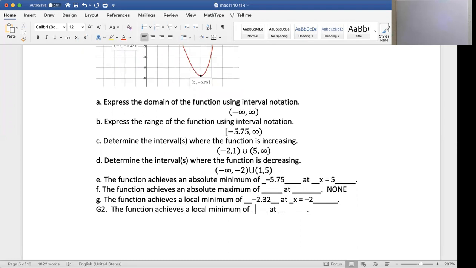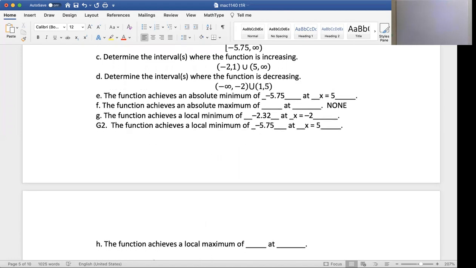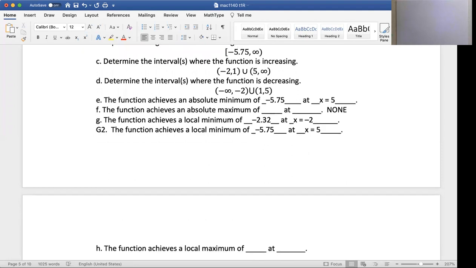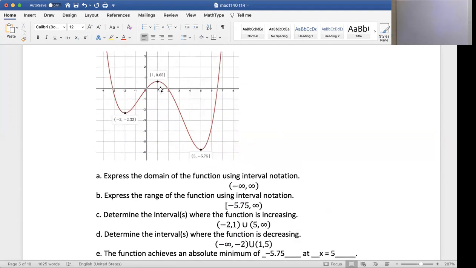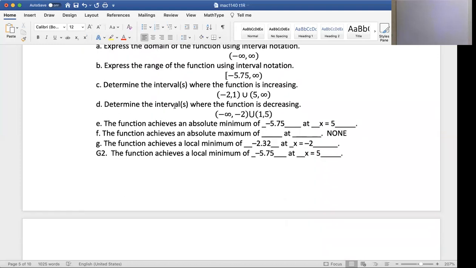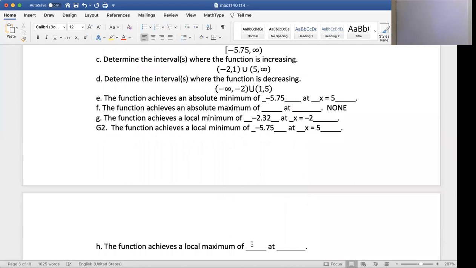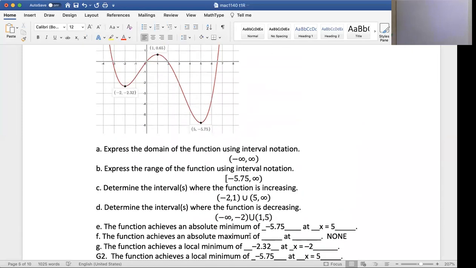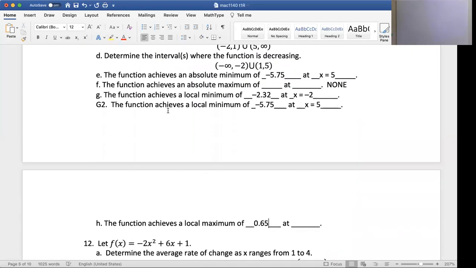So can it be both an absolute and a local? Yes, it can. A local minimum of negative 5.75, at x equals 5. And then the last question is, what is the local maximum? Local maximum in the neighborhood, that's the biggest local maximum of 0.65. Where does that occur? The local maximum of 0.65 occurs at x equals 1.